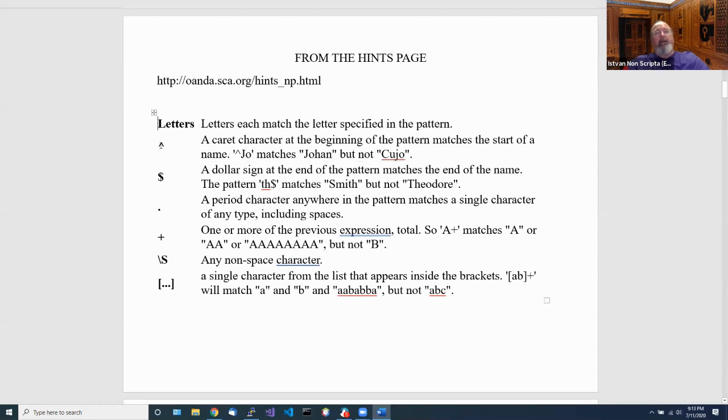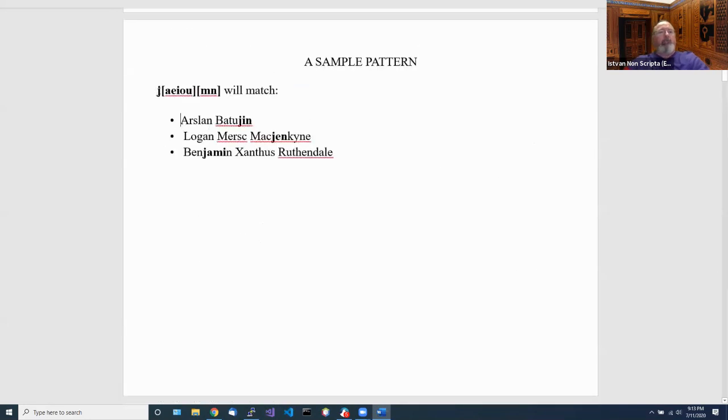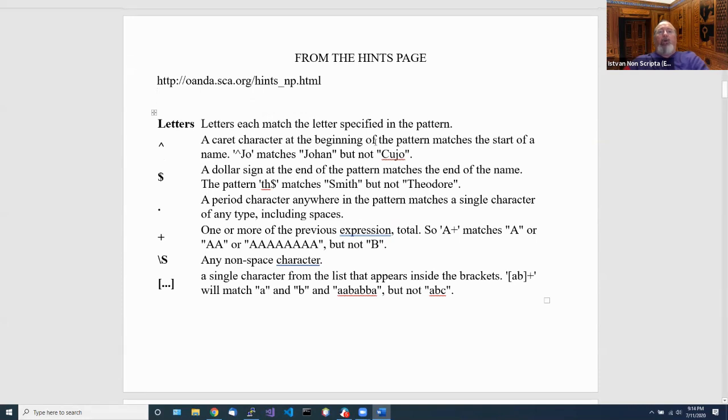A caret at the beginning of the entire pattern means we're starting at the beginning of the name right here. If you don't put that caret in, there can be letters before the pattern. So when I said just a straight J, it could be all this stuff, all of that can come before the pattern because you didn't specify that the pattern starts right here. So a caret JO matches Johann, but not Cujo.